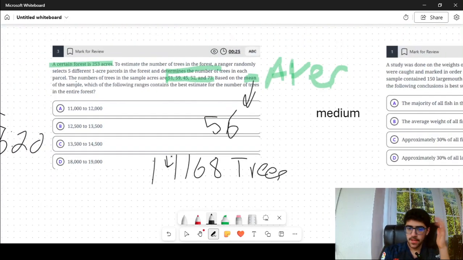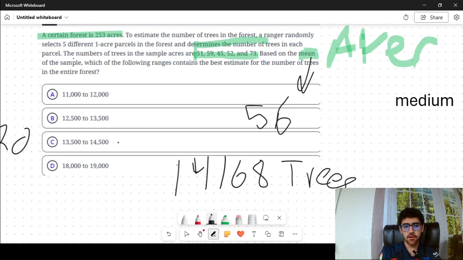And that is an estimate. So because it's an estimate, it's going to have a margin of error. We don't have to calculate that or anything. We just have to find within what range it falls. 14,168 falls within the range seen in C of 13,500 to 14,500. So that is the answer. So that's how you solve that.